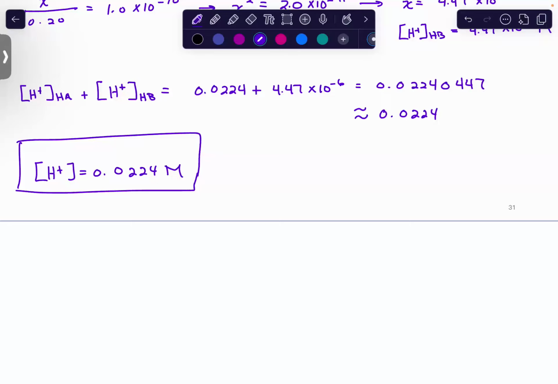You could go ahead and do the third ice table, add all three of them together. You're going to notice that HC is going to contribute even less than HB. Now, if you were doing this with three acids that had very similar equilibrium constants, you're going to need to do all three ice tables and then add together all of your proton concentrations.